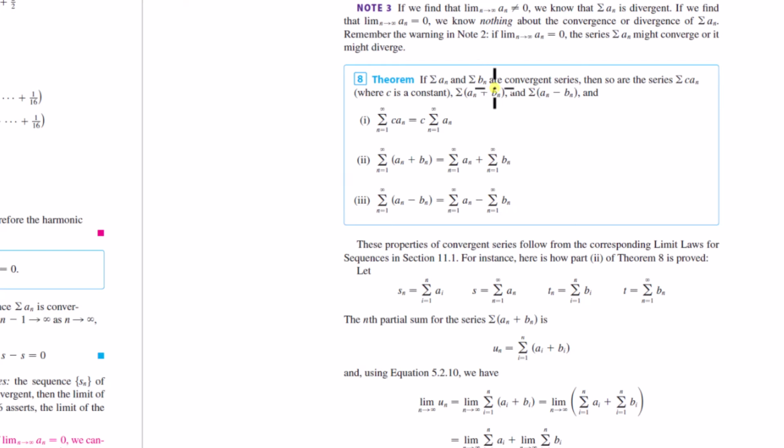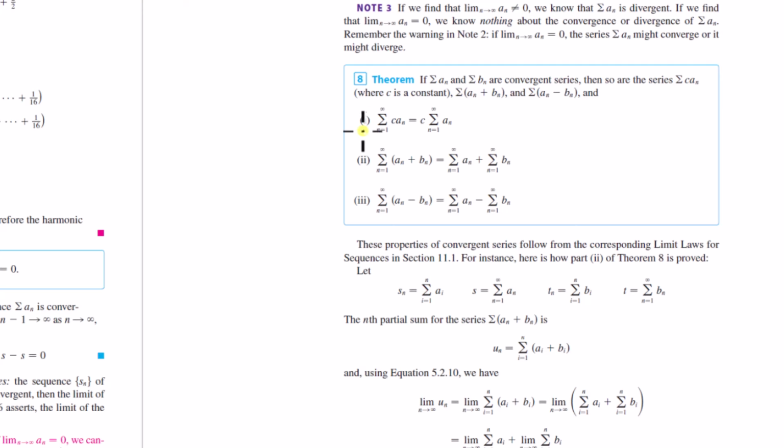What they're saying here is that if you have two separate convergent series, and you multiply every term of the sequence by any constant, which you can look at this way, that c times a sub n, you're multiplying every single term by a constant, then this series is also going to be convergent. And then by the summation properties, you could do this no matter what.